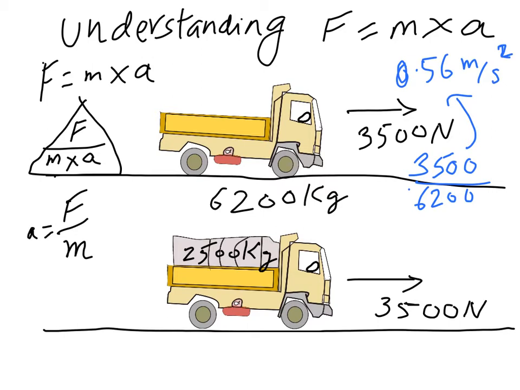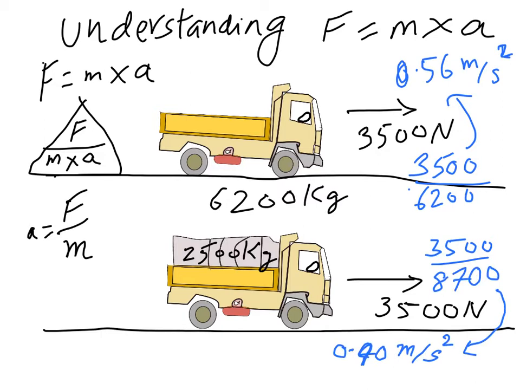Now you have the loaded truck, and you're applying the same formula. You have 3500, because the force is the same, divided by the mass, which will now be 6,200 added to 2,500. As you can see, if we divide the force by the mass, you get 0.40 meters per second squared.